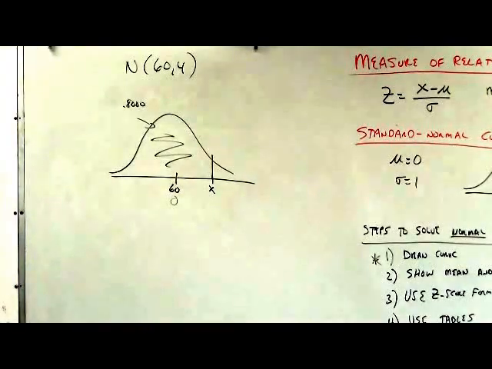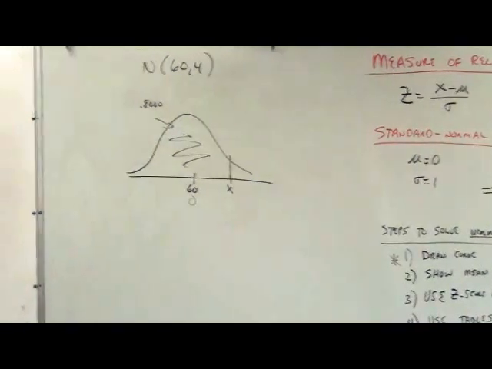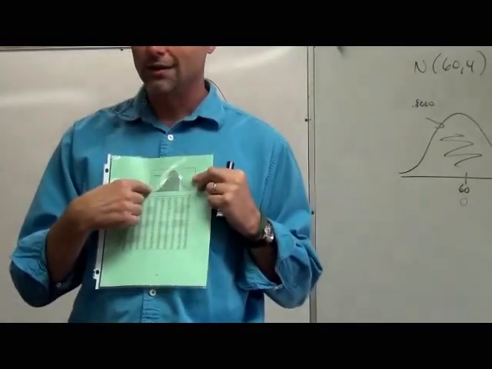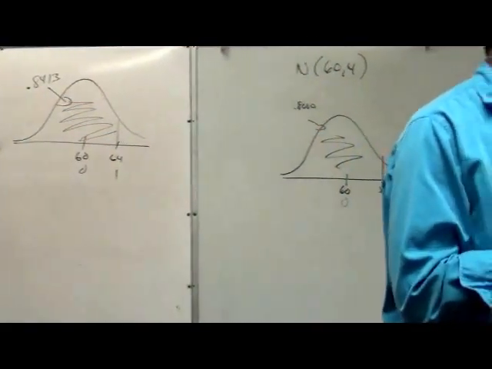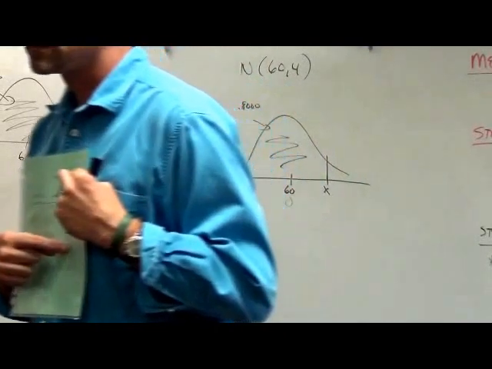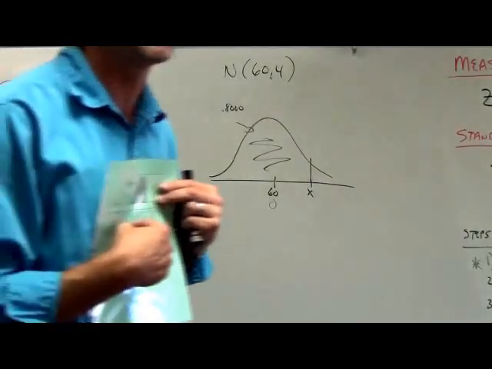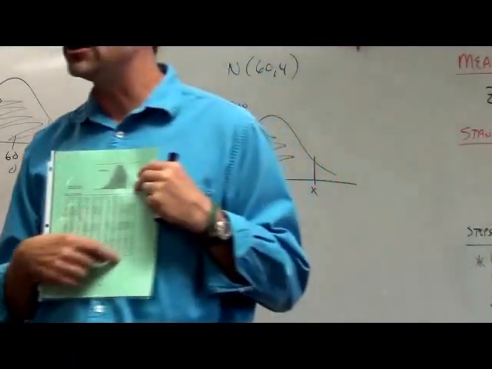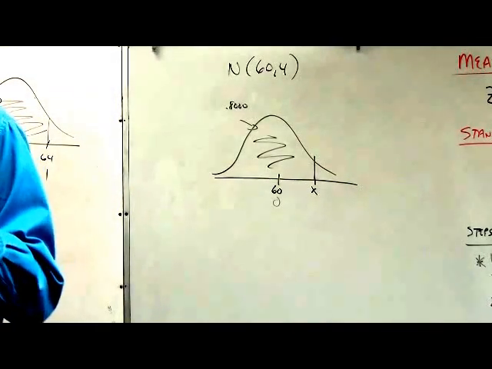Go back to your tables. On the outsides are the z-scores, correct? What's on the inside here? What do these represent? The percentiles, don't they? So we need to search in here for 80%. Now, is there any one of them that is exactly 80%? Go look. Do you find 0.8000? So just find the closest one and that's fine for now. So which z-score is the closest? How many standard deviations from the mean do you need to be 80% of the scores?